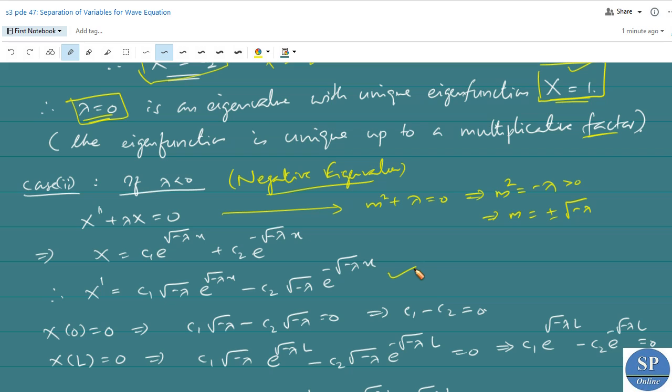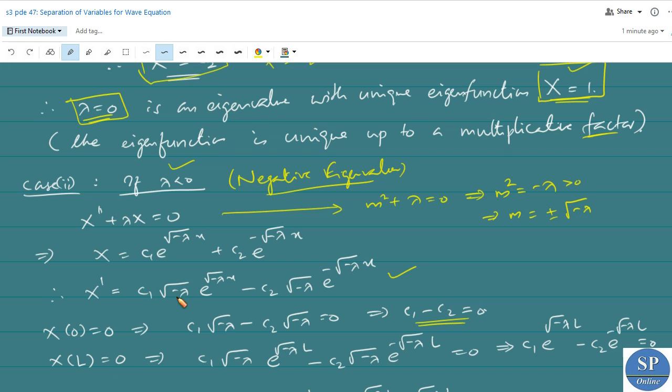So this is x dash now. Applying these conditions, x of 0 equals 0 implies when x equals 0, e to the power 0 is 1, so we have c1 square root of minus lambda minus c2 square root of minus lambda equals 0. Since lambda is not equal to 0 here, we can write this as c1 minus c2 equal to 0. Now applying the second condition, x of L equal to 0.